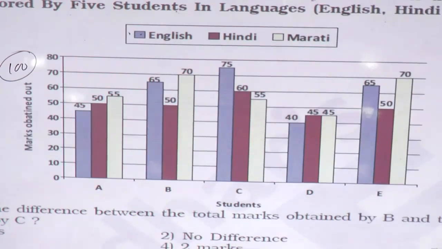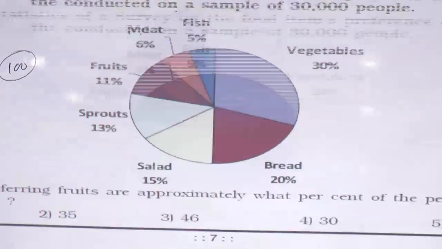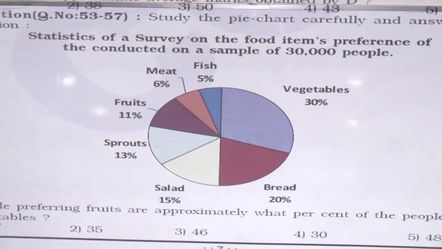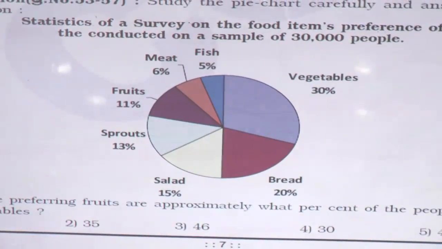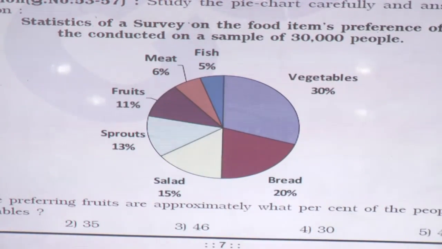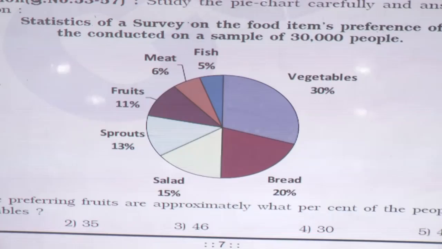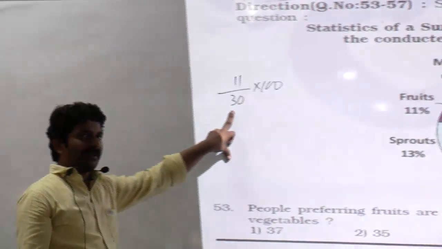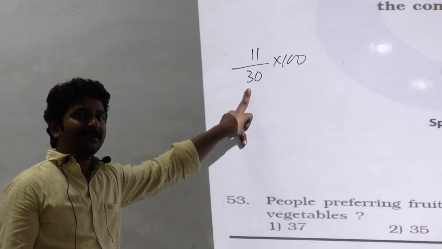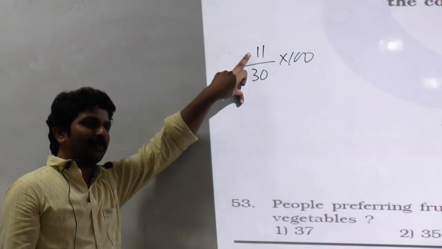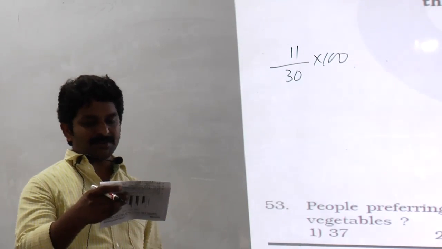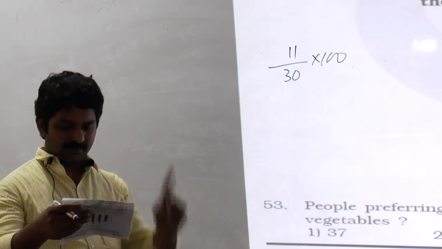Right, next, 53 to 57. The statistics of a survey on the food items preferences conducted on a sample of 30,000. The people preferring fruits are approximately what percent of the people preferring vegetables? Fruits, vegetables, 30. 11 out of 30%. Approximate, right? 30% of denominator, 9. 40%, 12. It is more than 9 but less than 12 but close to 12. Answer should be more than 30%, less than 40% but close to 40%. How many options are there? 37 should be right answer.